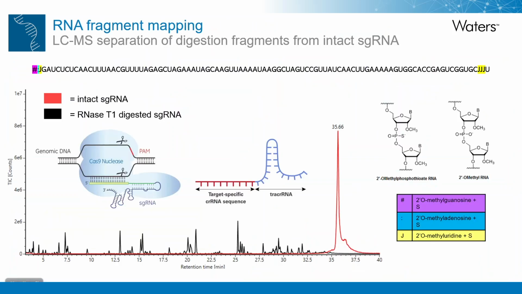The data shown here is of a 100 nucleotide long single guide RNA that has 3 post-transcriptional modifications. The black trace is of an RNase T1 digested sgRNA, while the red trace is of the intact sgRNA. The TIC traces are overlaid to demonstrate that the single guide RNA has been completely digested. The digestion fragments are smaller and elute well before the intact peak would on the same gradient. The gradient used is a shorter gradient than one would use with an mRNA sample, which are typically longer in length. Next, I'll show you how this data is processed using our fragment mapping data analysis workflow.